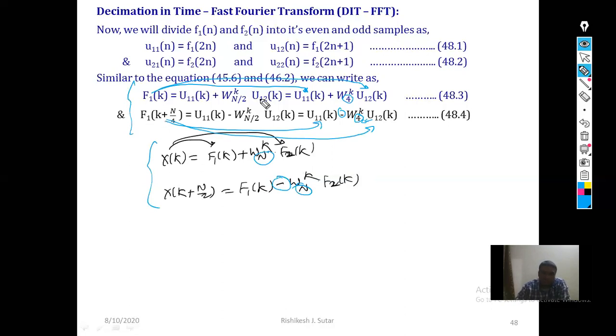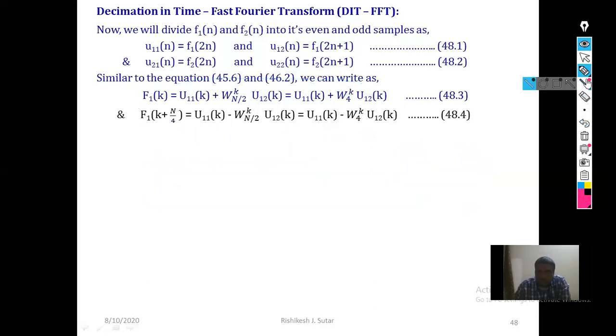Similarly, just as I have written the expressions for F1 of k and F1 of k plus N by 4, I can write the same expression for F2 of k and F2 of k plus N by 4 also. Okay, so let us go further now. This we will keep as an exercise. We can replicate it as in the case of F1 of k and F1 of k plus N by 4. So this should be N by 4. Okay, so let us go further now.